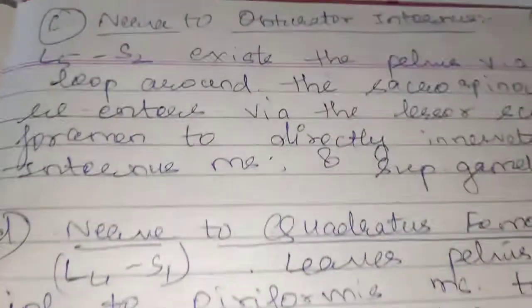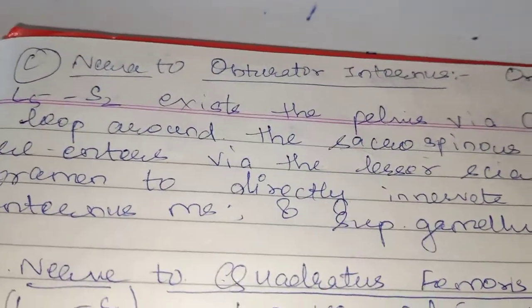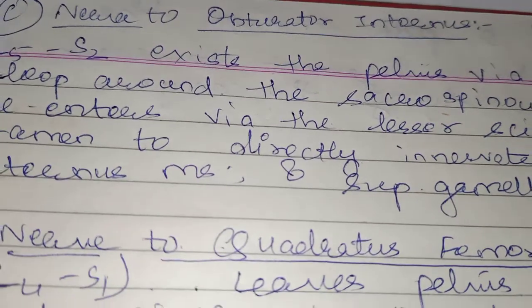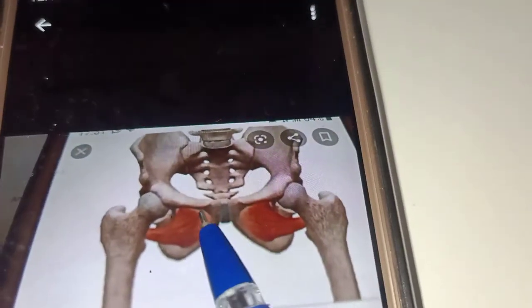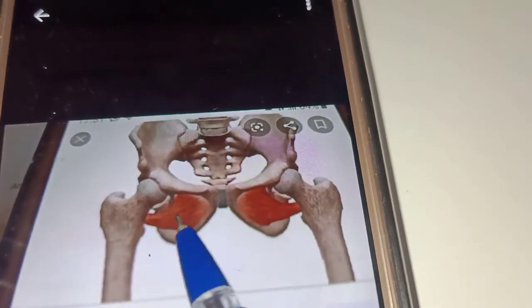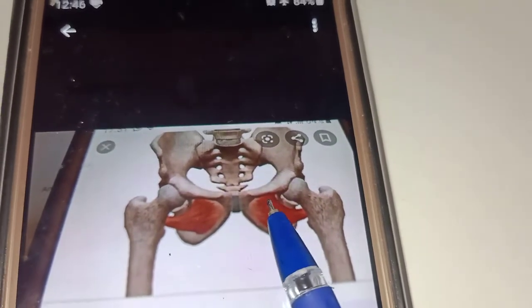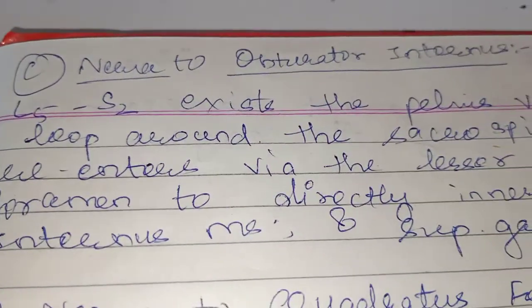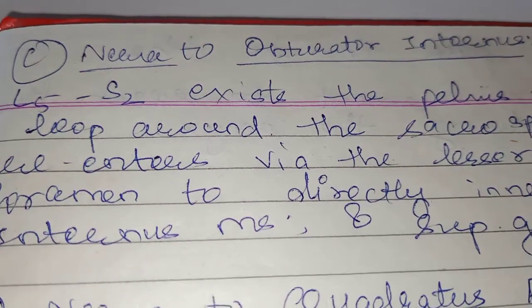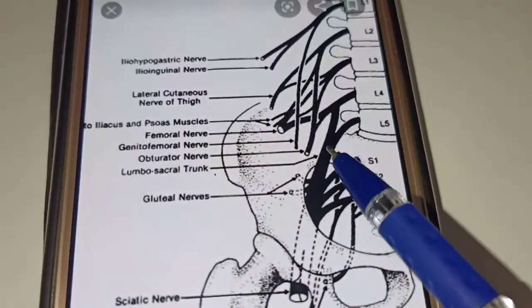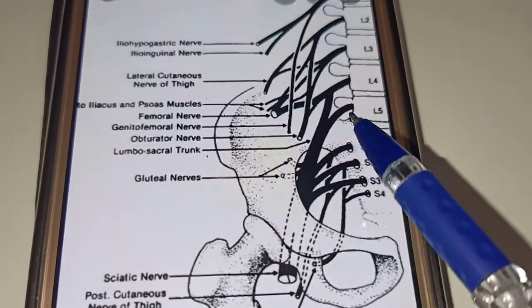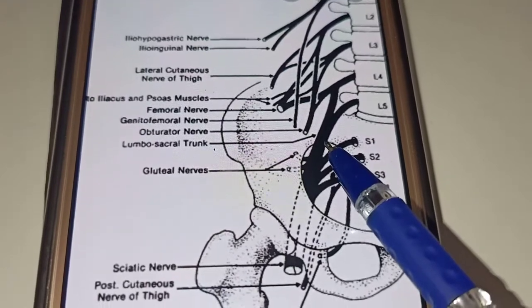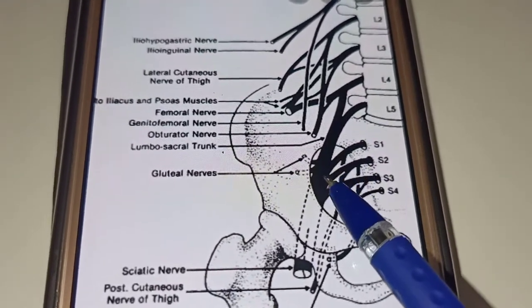The next nerve is the nerve to obturator internus muscle. Do you all know where the obturator internus muscle is? Near the obturator foramen. The nerve to obturator internus originates from L5 to S2. So L5, S1, S2 is the nerve to obturator internus. It exits the pelvis via the greater sciatic foramen.